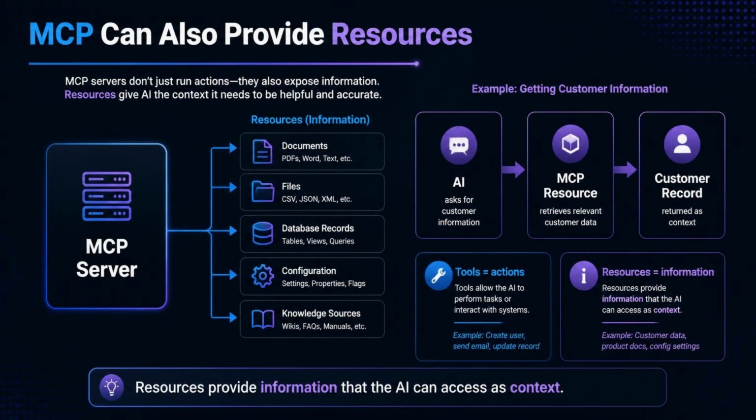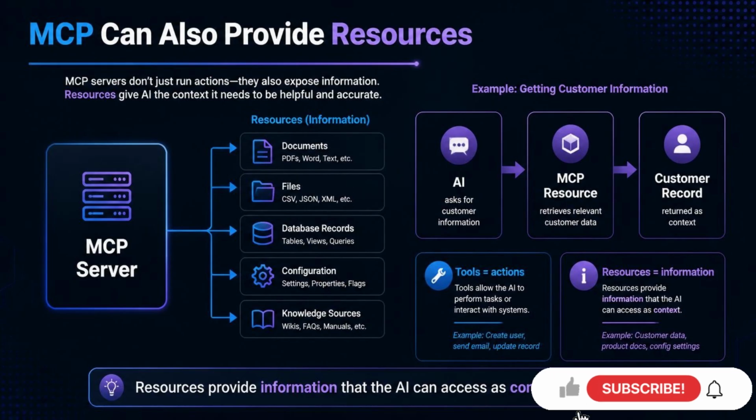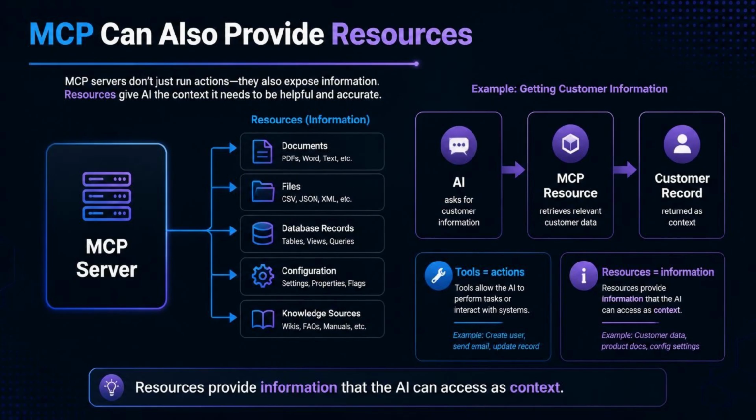MCP can also provide resources. Resources are about information that the AI can access. For example, documents, files, database information, configuration data, or other sources of context. Imagine the AI needs information about a customer. Instead of asking the user to manually copy the information into the chat, an MCP-connected system could provide access to the relevant resource. So remember this distinction. Tools perform actions. Resources provide information.